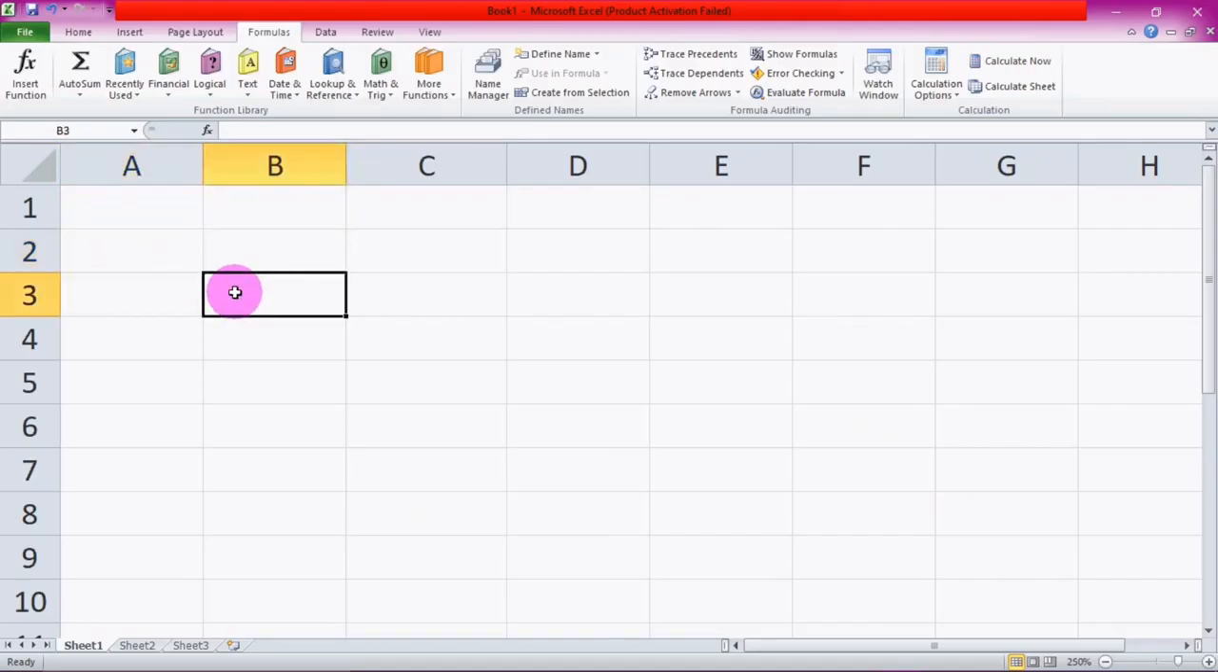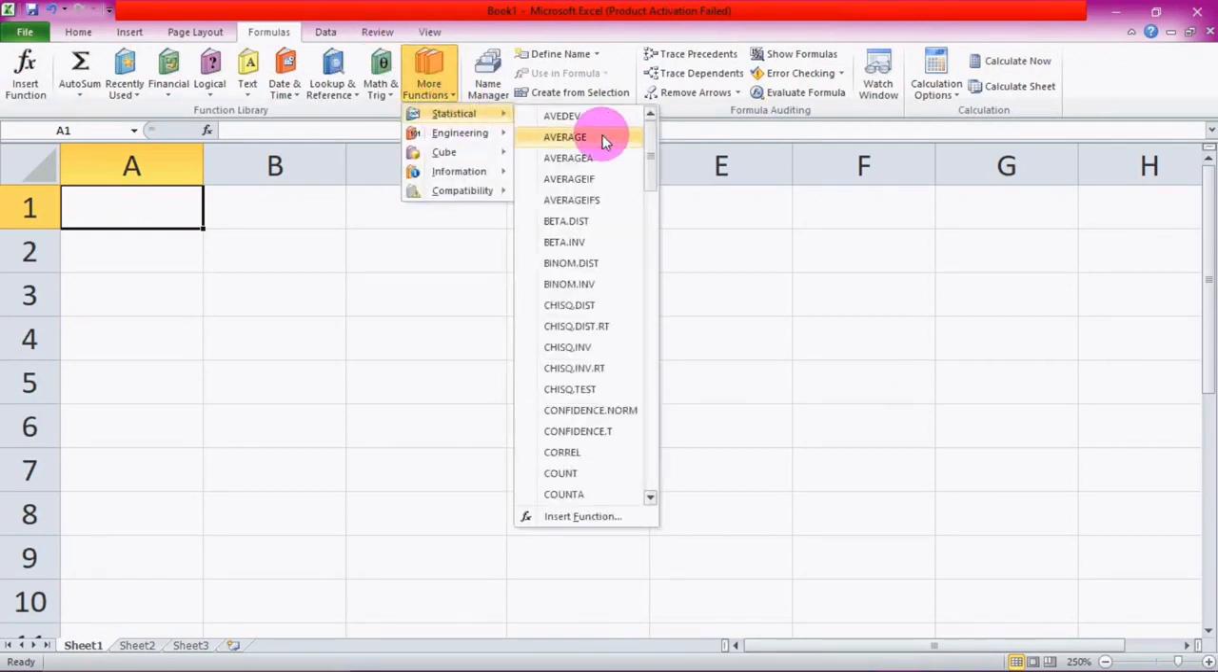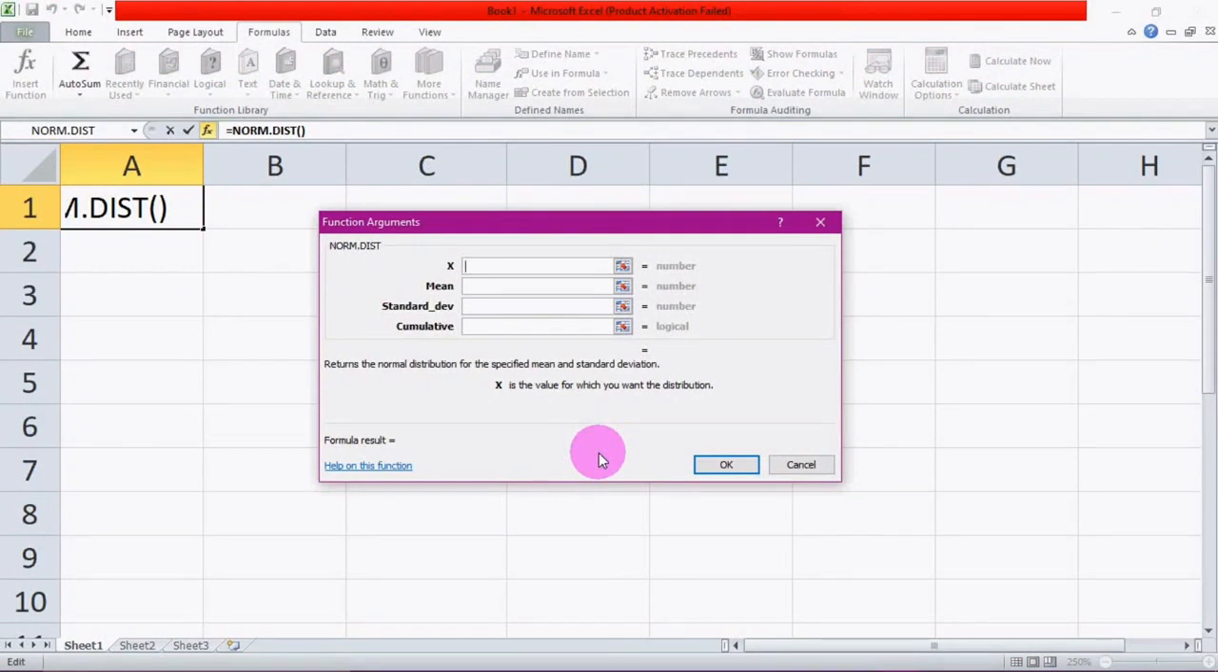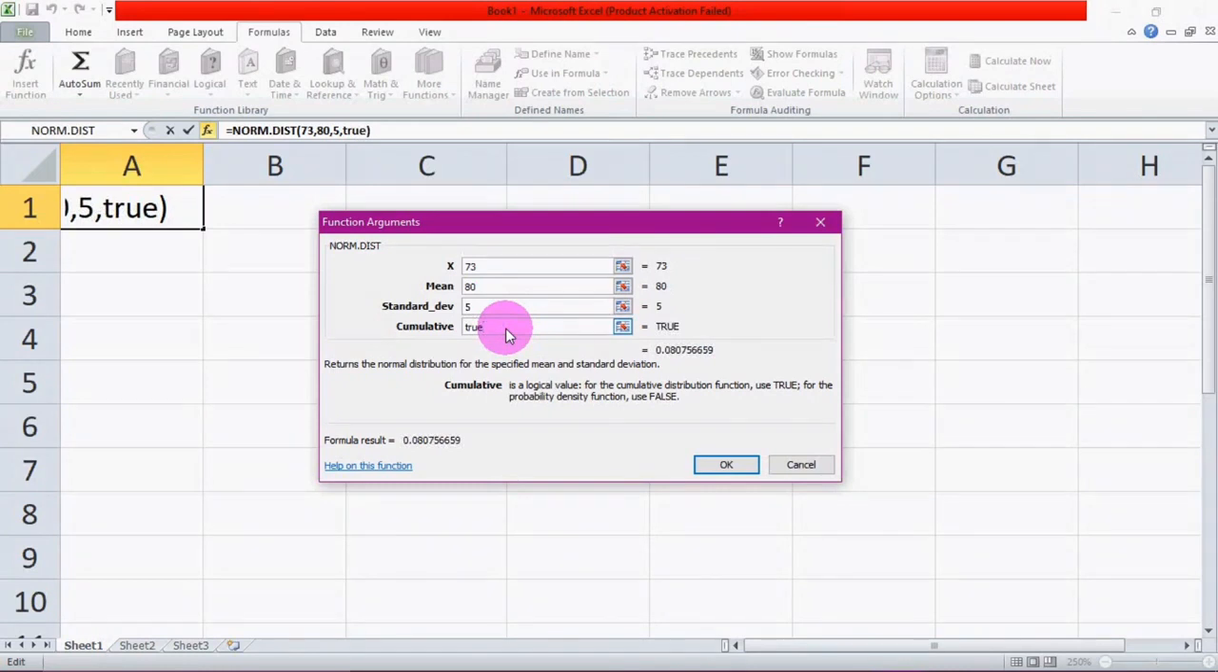From Microsoft Excel, we can use formulas. We can click more functions and then statistical and then look for normal distribution. That is NORM.DIST, short for normal distribution. From normal distribution, we have to input four values here. The value of x. Since we are computing for the probability that x is less than 73, we are going to input 73 here. And then the mean of the distribution is 80 and the standard deviation is 5. For the cumulative, we are going to input TRUE here.